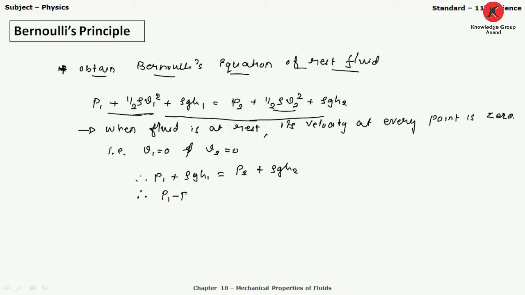And finally P1 minus P2, which is equal to what? Rho g h2 minus rho g h1, equal to rho g into h2 minus h1. So this is the equation, P1 minus P2 equal to rho g into h2 minus h1, for a fluid which is in rest condition, right?